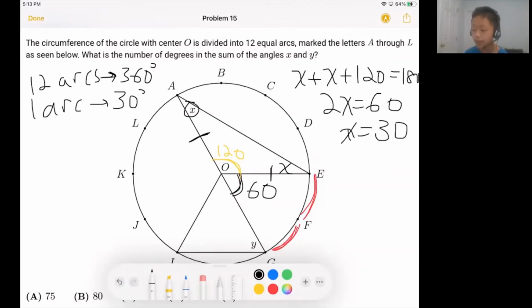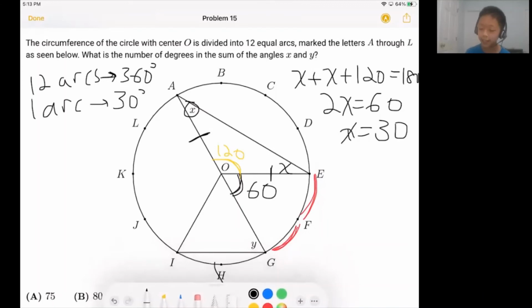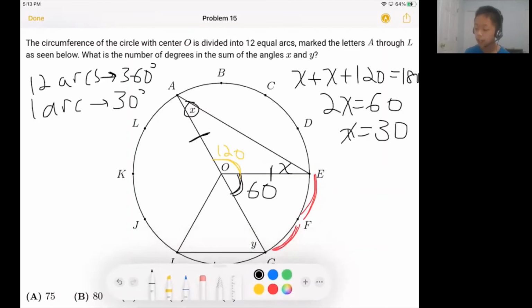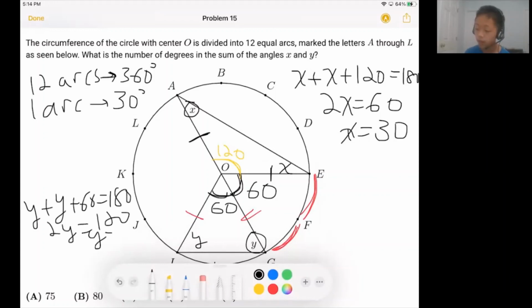Now we also need to find the measure of angle y. Again, from I to H and H to G, that's two arcs. So by the same logic, this angle here is also going to be 60 degrees. And since OI equals OG, if this is y, then this is also y by the base angle property. The sum of the angles in the triangle has to equal 180 degrees, so y plus y plus 60 equals 180. So 2y equals 120, and y equals 60.